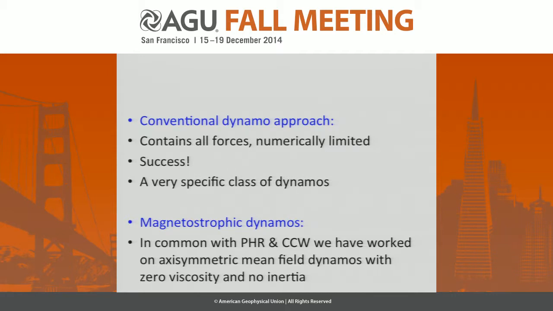So, as Paul said, magnetostrophic dynamos, in common with Paul and his collaborator C.C. Wu, we've worked on axisymmetric mean field dynamos with zero viscosity and no inertia. And I'm not really going to dwell too much on the results because the applicability of these axisymmetric mean field dynamos to the Earth is somewhat dubious and limited, but nevertheless they provide a very good test bed for the development, as Paul said, of the techniques that we need to be able to approach this rather challenging limit.